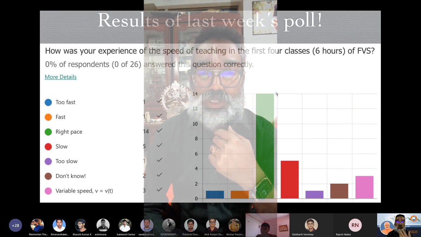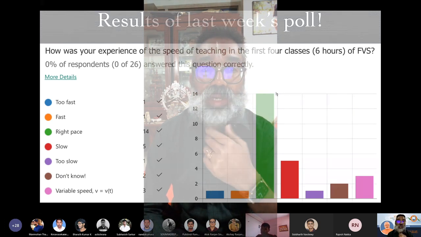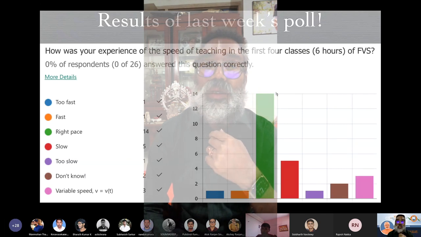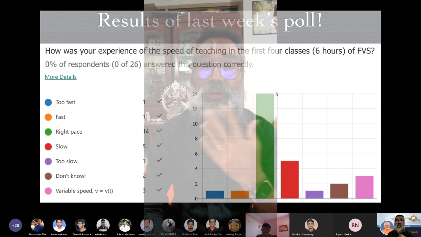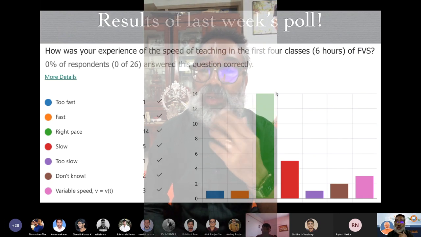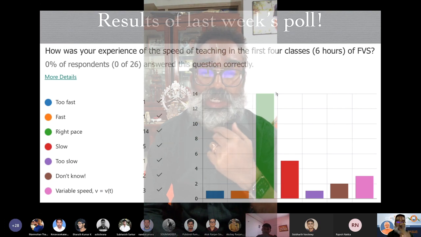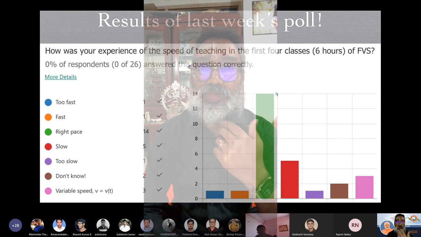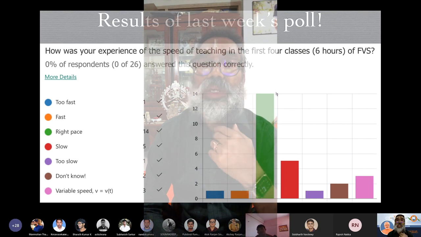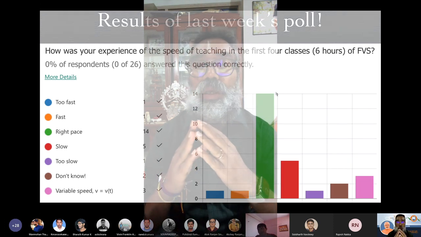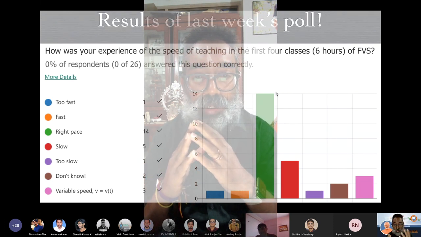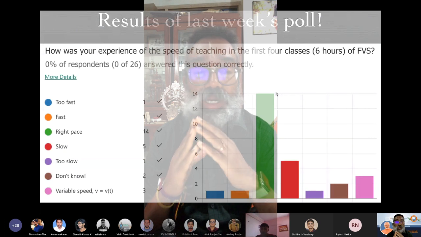So the results of this showed that most of you felt that the speed was okay. Just a couple of them felt it was on the higher speed side, and a few on the lower speed side as well. But in general, this will be a variable speed course, depending upon the complexity of the content and how I perceive how many of you would, based on your own varied backgrounds, be able to accept what is being given to you as part of this course.